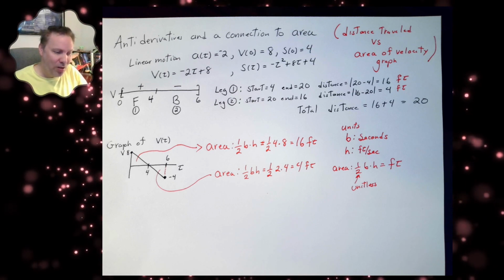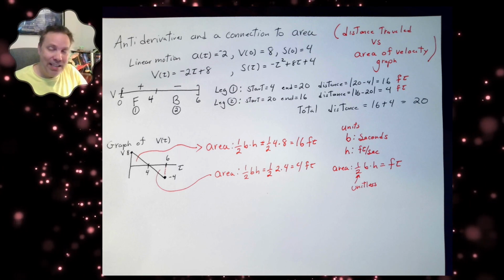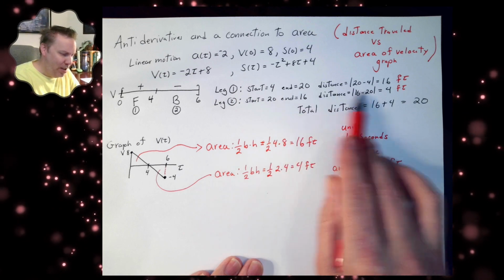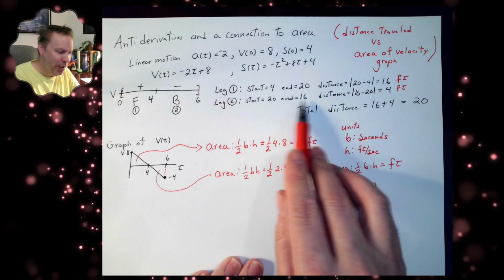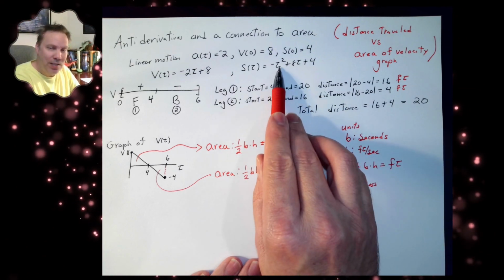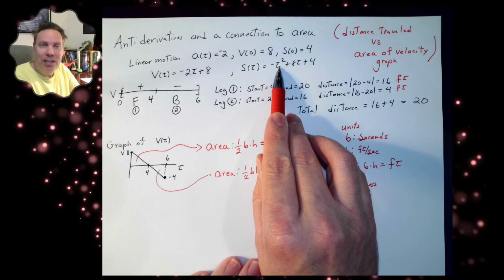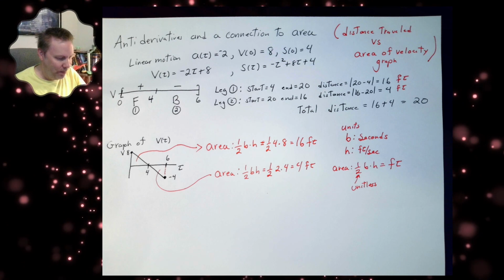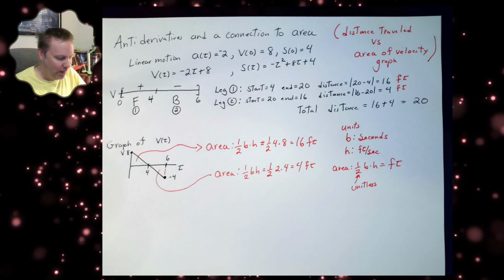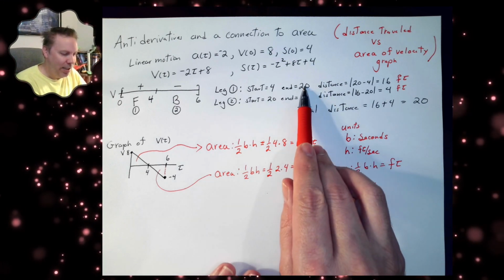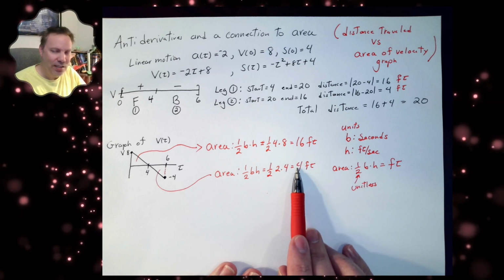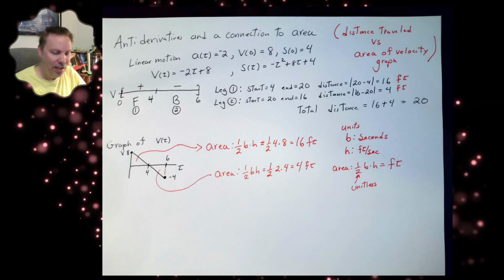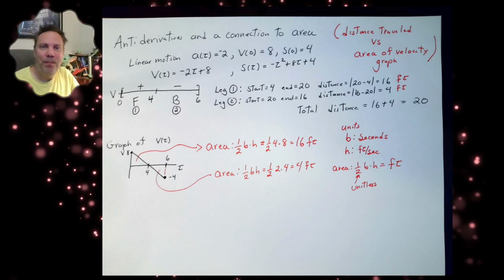So this is a small connection between antiderivatives. I computed these numbers, the 20, the 20, and the 16, using the position function. The position function was an antiderivative of velocity. Antiderivatives are connected to areas. And I think that's an amazing thing.